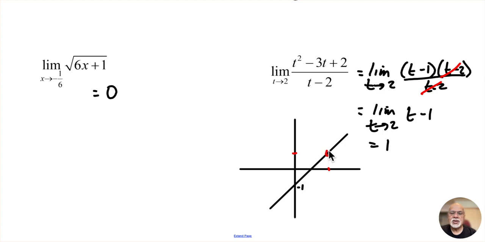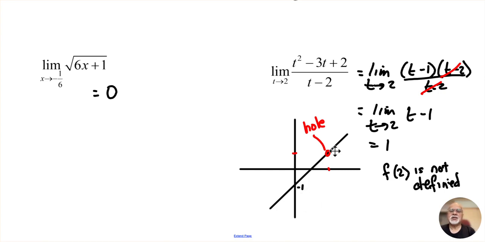And so there's really a hole here. This is a hole, because if you look at the original function, it wasn't defined for t equal to 2. And so f of 2 is not defined. Right? f of 2 is a hole. It is not defined. But when we take a look at the limit of this linear function as x is approaching 2, it is 1, as we saw in the algebraic calculation here.